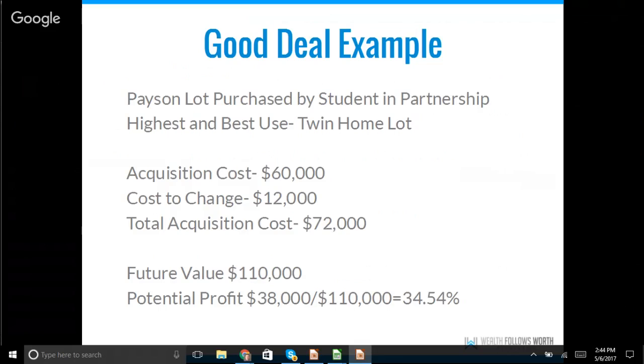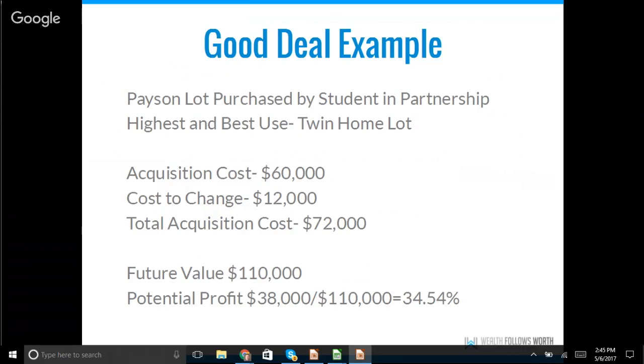So we ended up buying the single family lot for $60,000. We estimated $10,000 to $15,000 and settled on $12,000 for curb, gutter, sidewalk, some architectural and engineering fees, and fees at the city. We felt like that'd be a pretty close number. And if you add those two numbers together, your acquisition cost plus your cost to change, the total acquisition cost for the property would be $72,000.